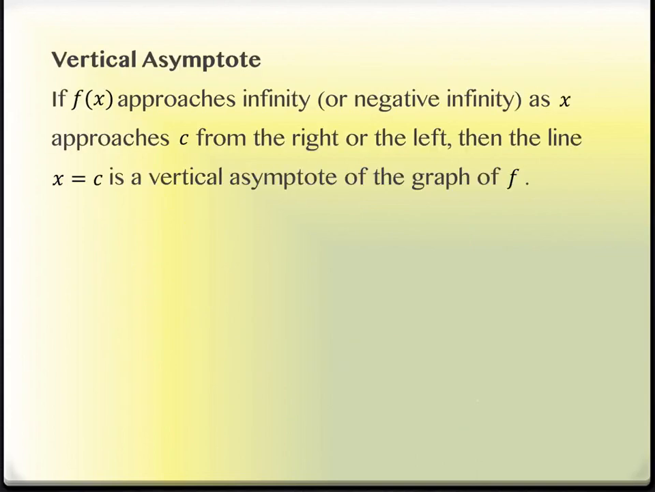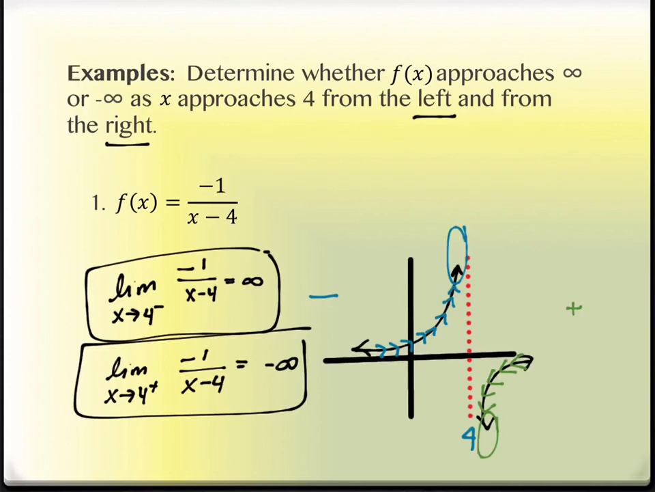All right, we talked about vertical asymptotes last time, so we're going to talk about them a little more today. If f approaches infinity or negative infinity, like we had in our last example, as x approaches c from the left or from the right, then we call this line x equals c a vertical asymptote of the graph. So on the last one that we did, this line, x equals 4, was a vertical asymptote.